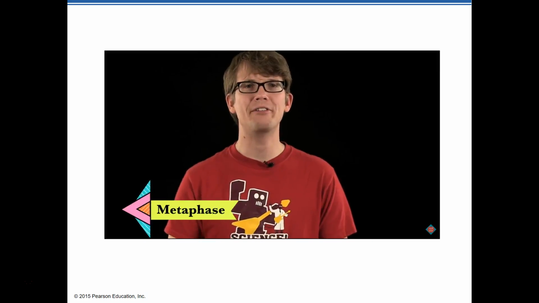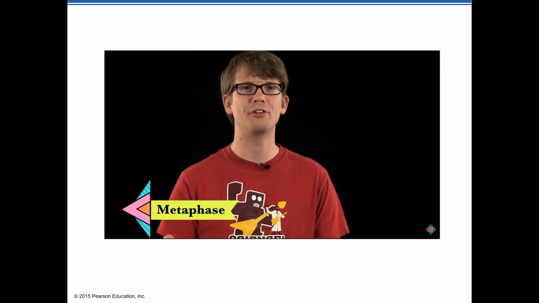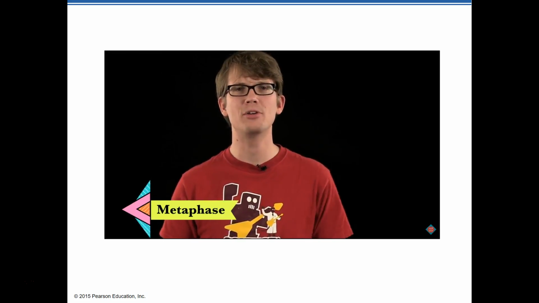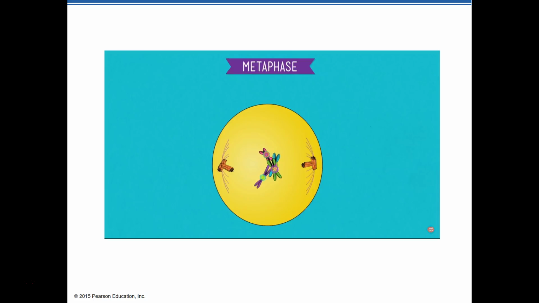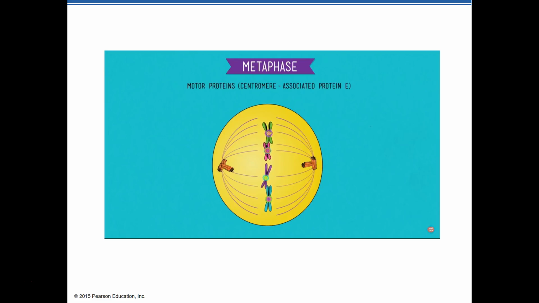Now we reach the metaphase, which literally means after phase, and it's the longest phase of mitosis. It can take up to 20 minutes. During the metaphase, the chromosomes attach to those ropey microtubules right in the middle at their centromeres. The chromosomes then begin to be moved around, and this seems to be being done by molecules called motor proteins. And while we don't know too much about how these motors work, we do know, for instance, that there are 2 of them on each side of the centromere. These are called centromere-associated protein E.